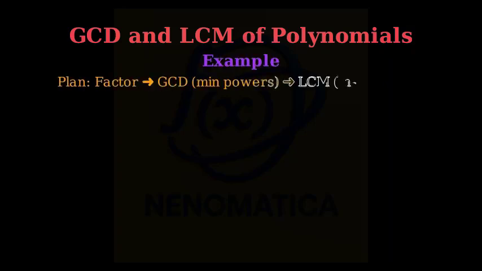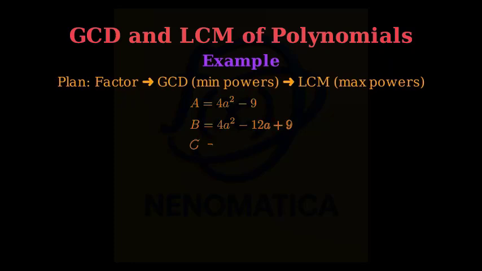Welcome! In this example, we will find the greatest common divisor and the least common multiple of 2 sets of polynomials. We will factor each polynomial first, then use the rules for greatest common divisor and least common multiple. Here is the first set.